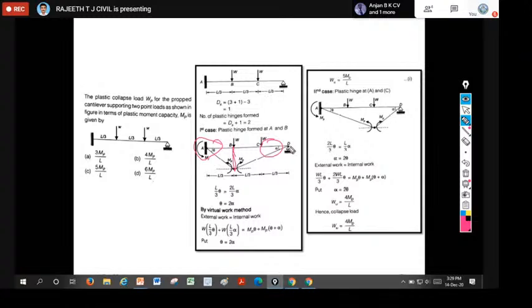Next, this is the negative work problem, so please go through it. Here the answer is 6 Mp by L. Because of the application of this load, there will be negative work done by the P2 load. This load we need to deduct while calculating the collapse load. So please go through it.